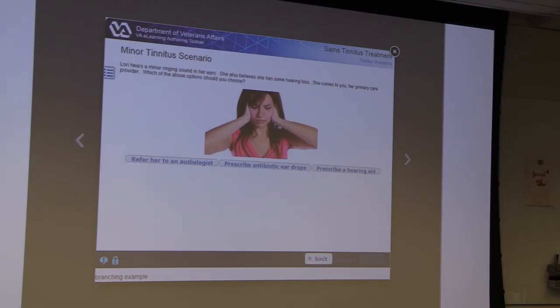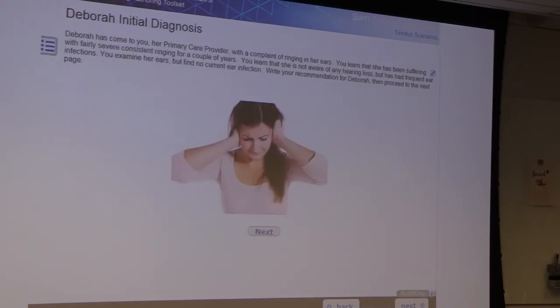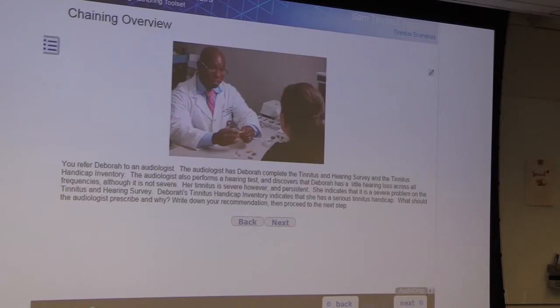So now we have another situation here. Lori has a worse situation. The audiologist was able to determine the amount of hearing loss. She completes the survey, got the hearing test, and so what should we do here? We might jump to the combination instruments. I can't remember the answer, so. Oh, and here's Deborah.